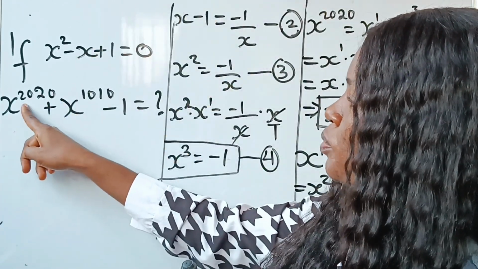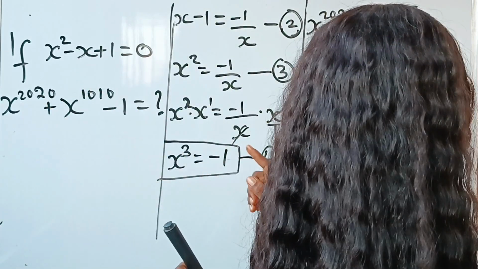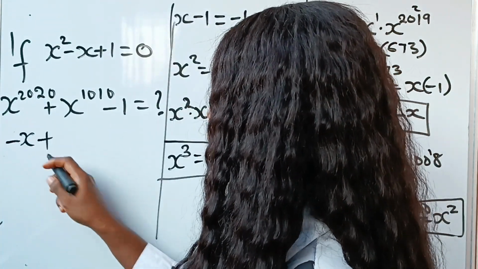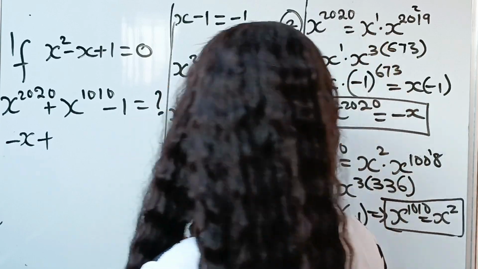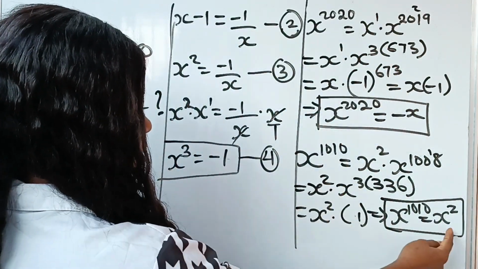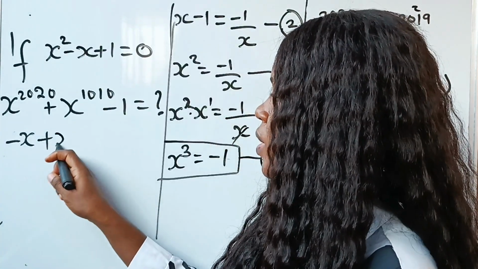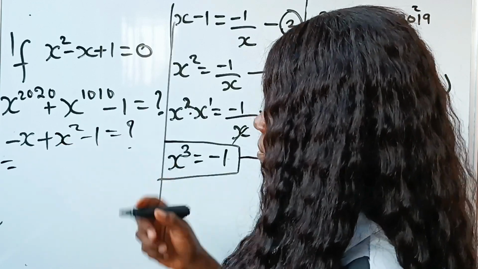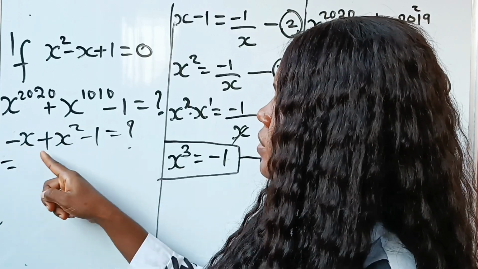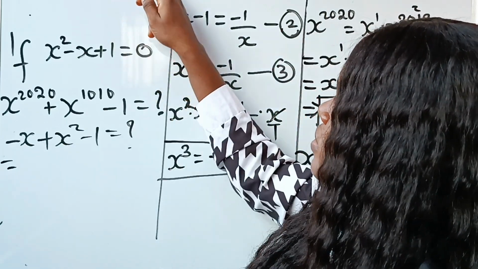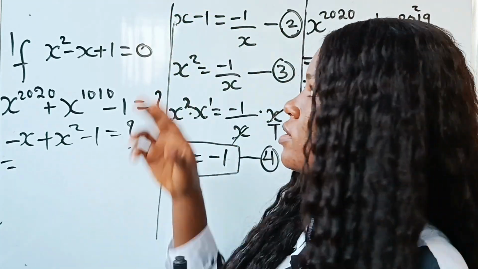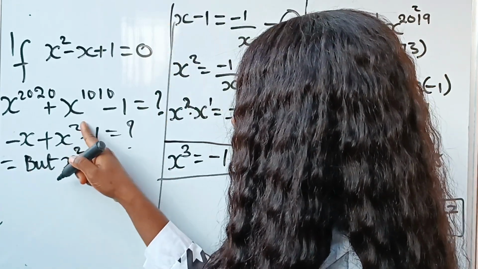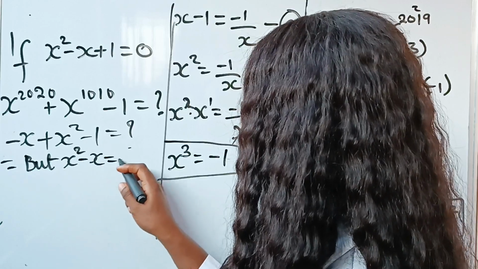All right, so let me go ahead and clean. Now recall that x to the power of 2020, after simplification we got it to be minus x. So I'll write minus x plus, now x to the power of 1010 gave us what? x squared. So we have x squared, minus 1, and this is equal to what? Recall that x squared minus x is part of what I cleaned. x squared minus x gave us minus 1. All right, so I wrote it somewhere, but x squared, which is this, minus x, is equal to minus 1.